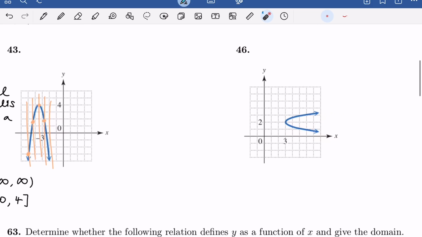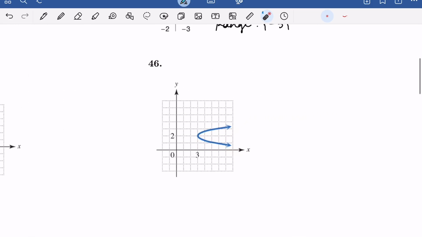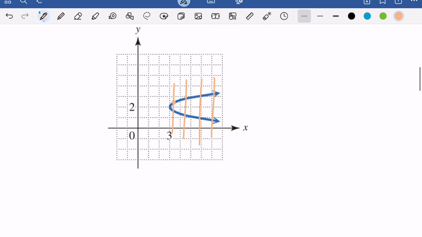Let's look at question 46. Now, like I said, hopefully this whole idea of a function will stick when we're looking at this visually. We're again going to use our vertical line test. So we're going to draw a bunch of vertical lines through this graph here. Now notice each vertical line is intersecting this graph at 2 points here. Every single vertical line that we could possibly draw will intersect this graph at 2 points.